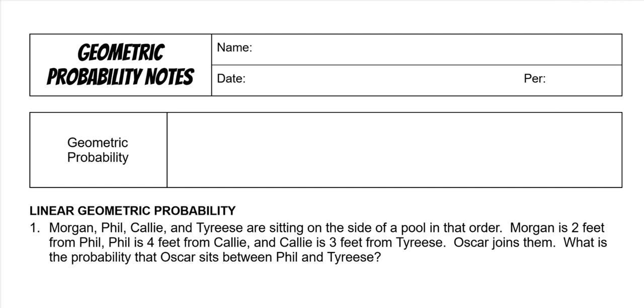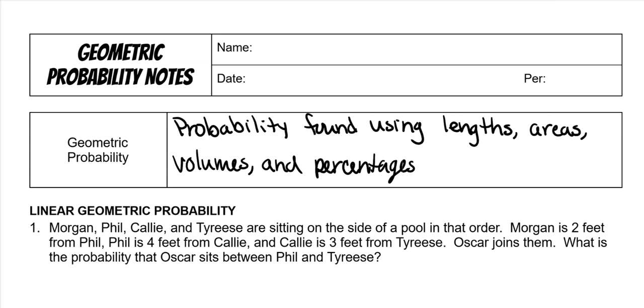Going to go over geometric probability. So first we need to know what that means. Geometric probability is probability using lengths, areas, volumes, or percentages. And it's always part over whole, every single time. What's the part that you're trying to get over the whole thing, every single time?